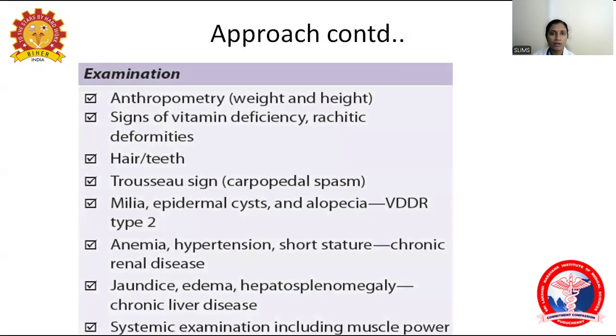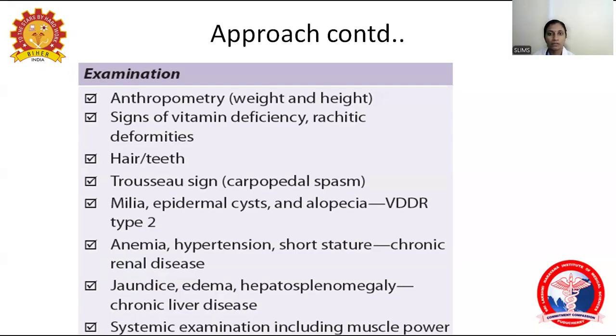Examination, obviously, for every child, irrespective of whatever case, anthropometry, weight and height against a specific age is very important. Also head circumference and arm circumference are very important. Upper segment to lower segment ratio, these things are all to be taken, especially for this case. Look for signs of vitamin deficiency and any deformities from head to toe. Examine the hair, which may be sparse, and the teeth, for delayed dentition, enamel hypoplasia, and so on.